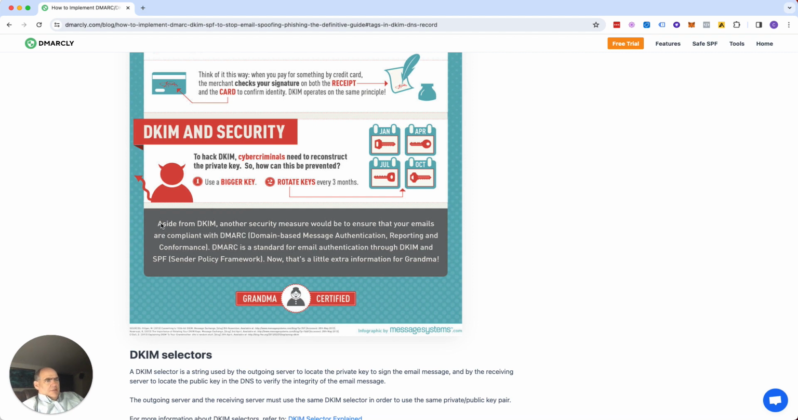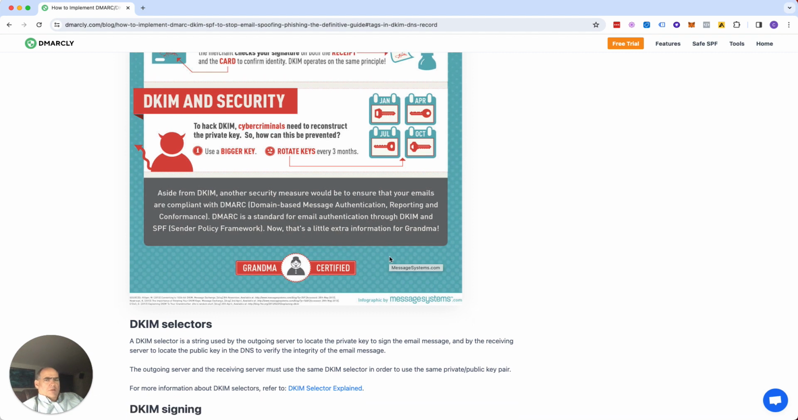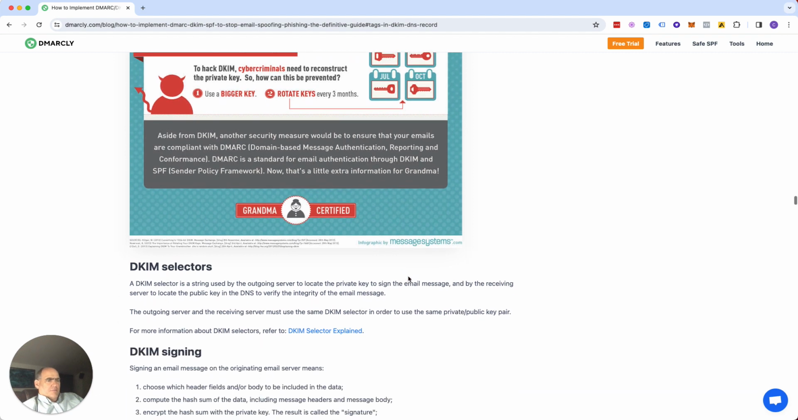Then, yes, this is some more email security measures that you can take, which is DMARC, domain-based message authentication, reporting, and conformance. That is a standard for email authentication, and it uses both DKIM and the sender policy, SPF. So the three pieces that I'm familiar with are DKIM, SPF, and DMARC that you need to set up in your DNS info. But maybe I'll do a little discussion on that in another video.